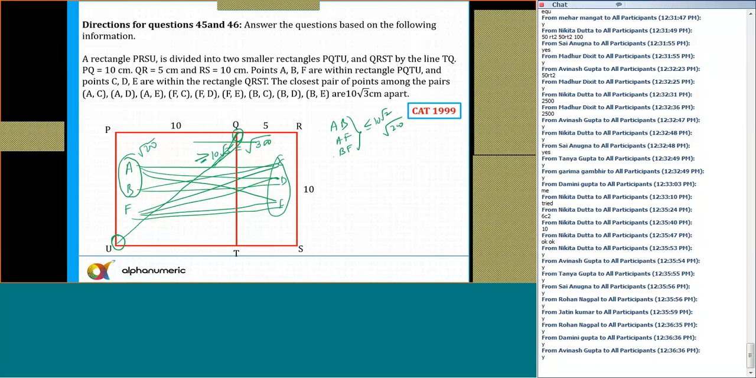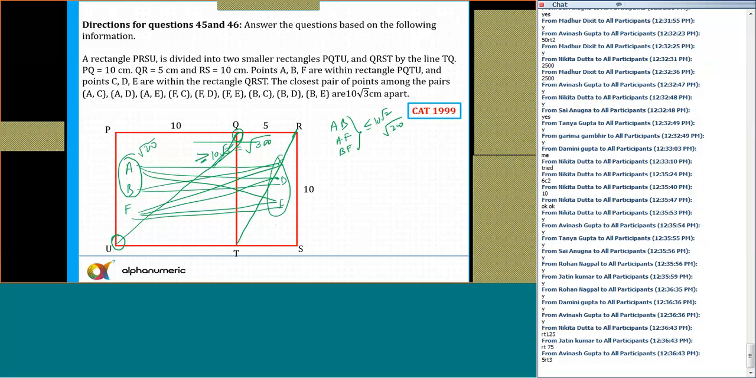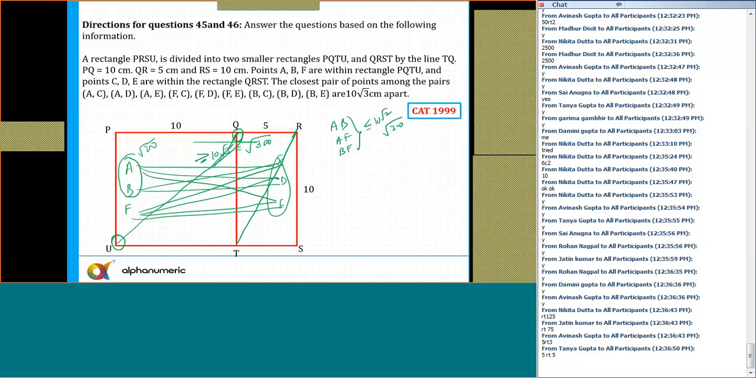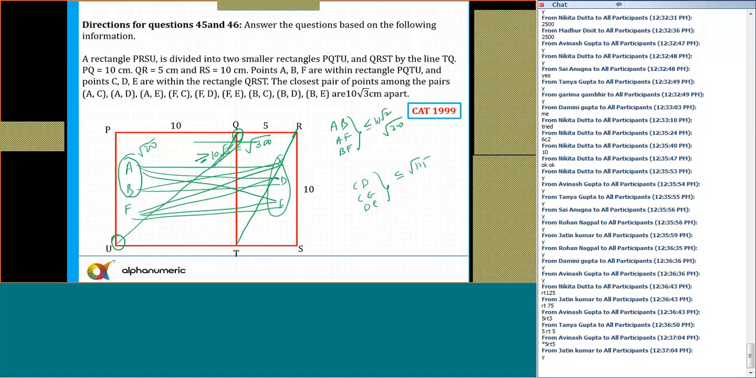Similarly, if I'm talking about CDE, what is the length, let's say from T to S, T to R? That is 5 and 10. So this is root of 10 squared, which is 100, plus 5 squared, which is 25, so root 125. Yes or no? So for CDE, the distance from C to D, or C to E, or D to E, all of them have to be less than or equal to root 125.